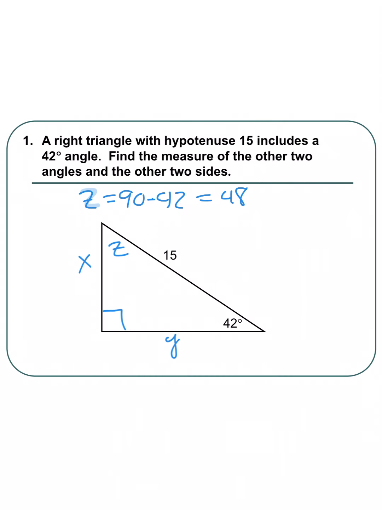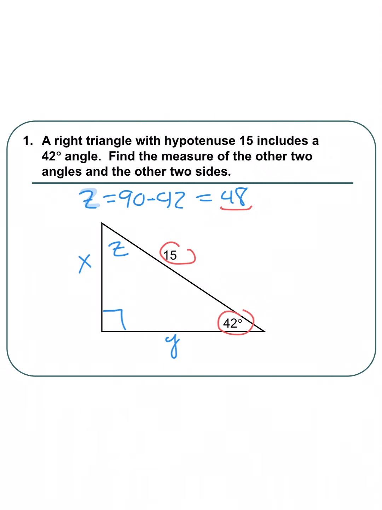And now I'm going to try and identify x and y. To do that, I'm going to explicitly use 15 and 42 because those are the information given to me and there's no chance of error. If I somehow calculated this 48 incorrectly and I used it, then I would have an answer that's even farther off from what it should be.